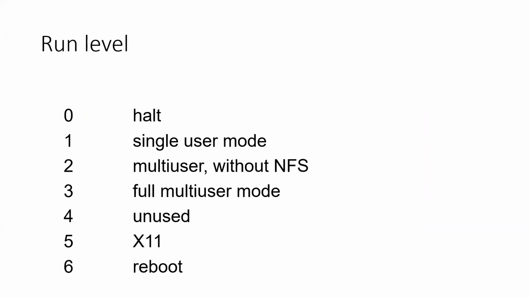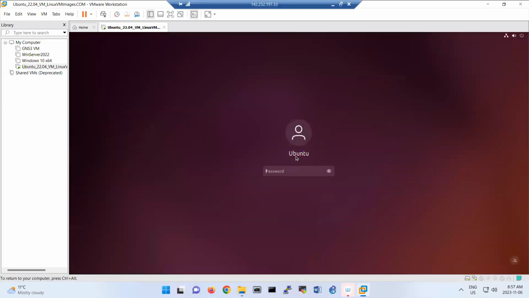So then we reach run levels. Basically, operating systems have different run levels between 0 to 6. You see that 0 is halt. 1 is single user mode. 2 is multi-user. And then 3 is full multi-user mode. 4 is unused. X11, which is the graphic, is number 5. And reboot is run level number 6.